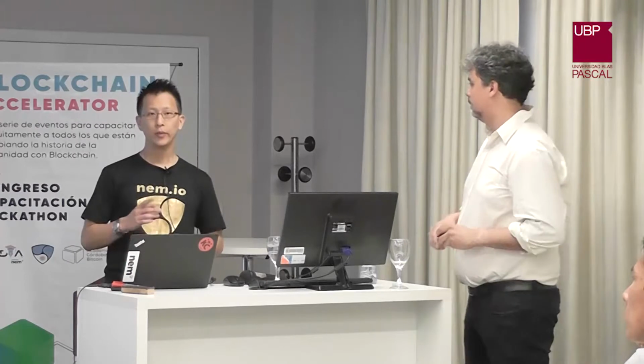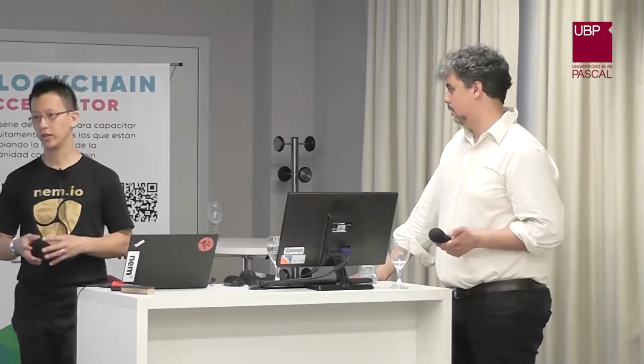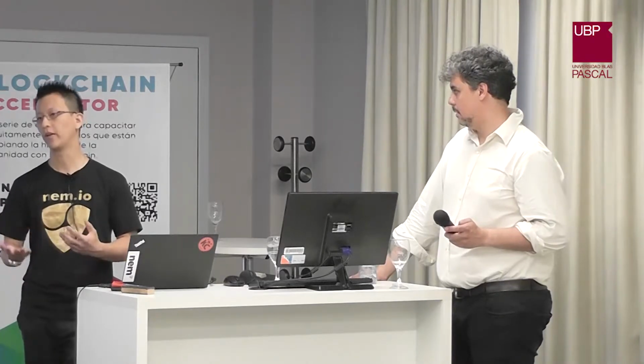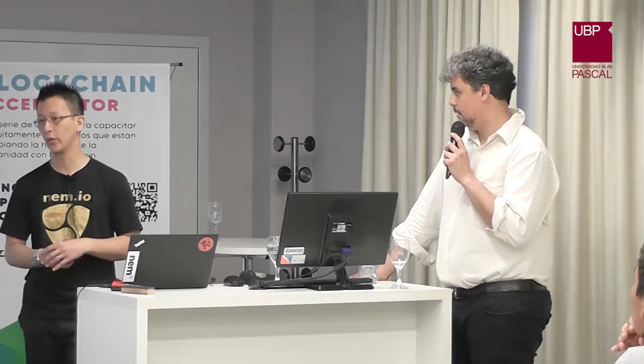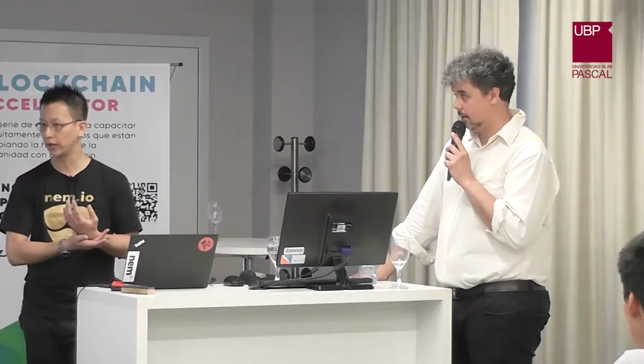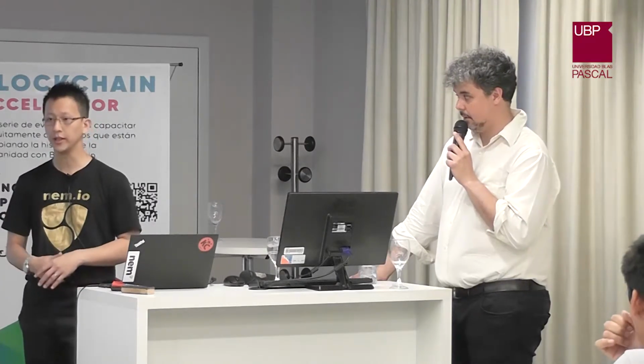So with NEM, the only way you can review the code is to open source it. When you open source it, people can see it, they can verify it, then at least they know what's going on. With Ethereum, it's pretty much on the blockchain, people have to look at the smart contract on the chain to be able to see it.